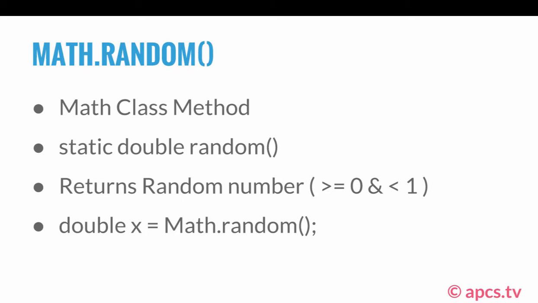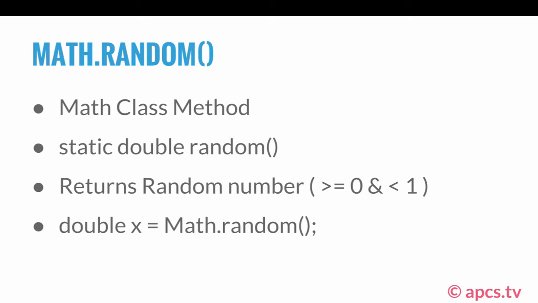So as you can tell, when it says Math.random, we know that it's a Math class method. And the declaration for this method is static double random. So it returns a double value, it does not take in any parameters, and it's a static method, as all of the Math class methods are. And it'll return a random number that is of double type that is greater than or equal to 0 and less than 1. So it'll be any double. It can be 0.28, 0.33, anything like that.